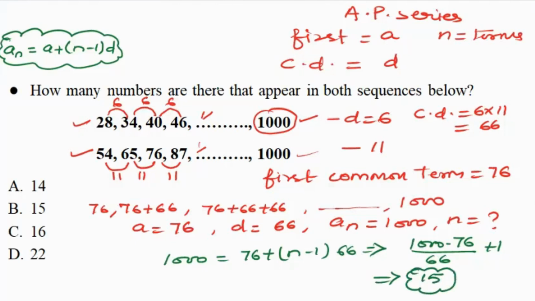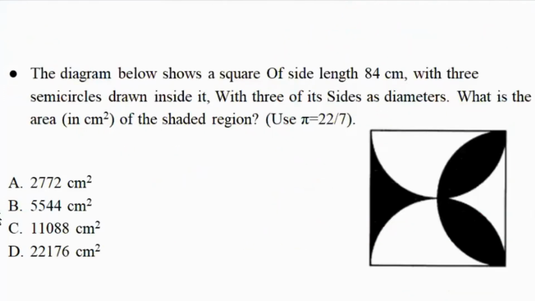So the 15th term. So there are 15 terms in which we can get the same number in both the series. So the answer has to be option B, which is 15. Got it? So now we are moving towards our next question. The next question is related to geometry, area and perimeter.